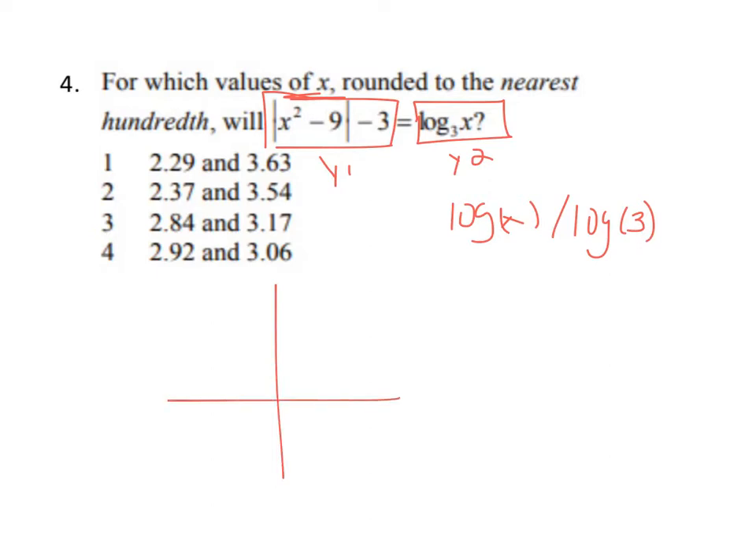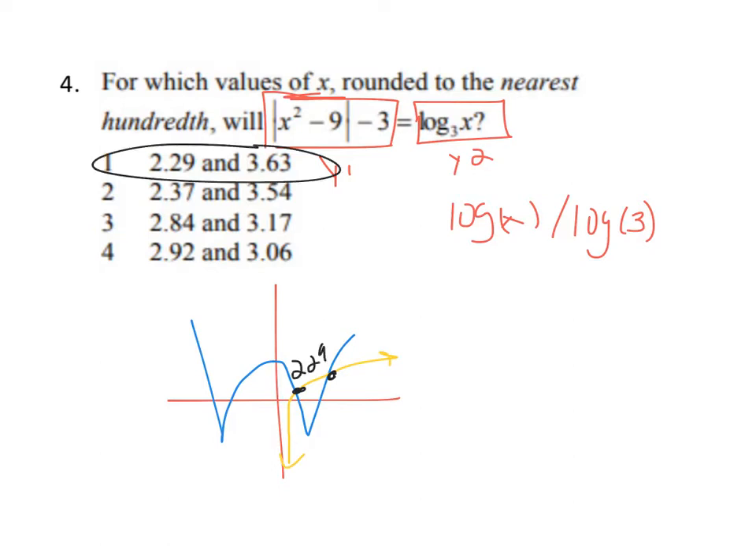When you do that, you should get a graph that looks kind of like this, something like it. And it'll cross at these two values here. And you're going to do the second trace intersect command. And you're going to select choice 1 because this guy is 2.29 when you find the intersection. This guy is 3.63 when you get the intersection.